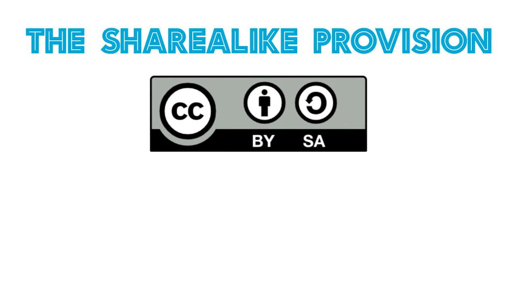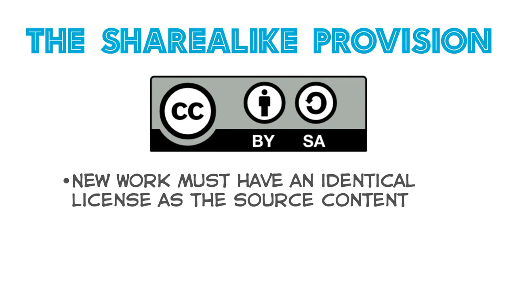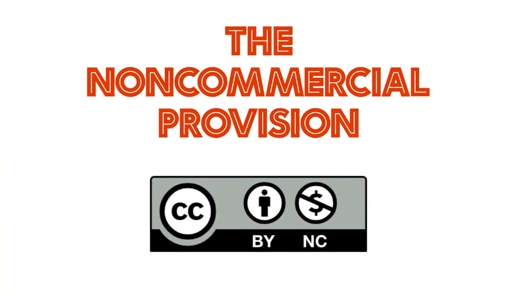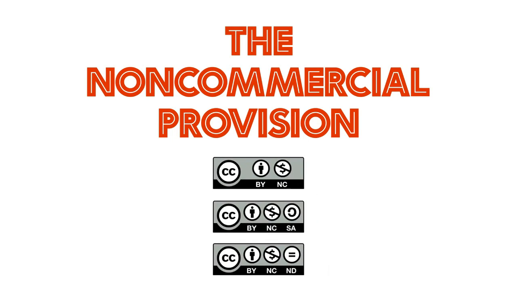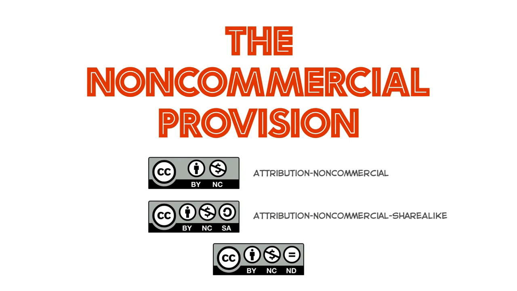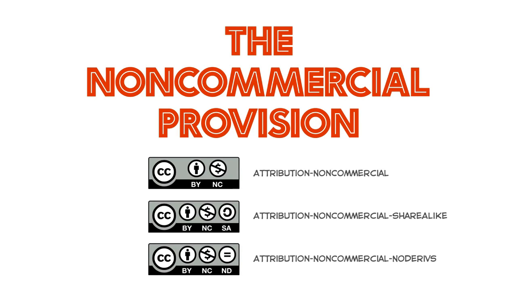With a Share Alike or SA provision, your new work must have an identical license as the source content. In other words, this license lets others remix, tweak, and build upon a work, as long as they credit the creator and license their derivatives under identical terms. Finally, the Non-Commercial or NC provision makes the license compatible with any of the three licenses with an NC component: BY NC itself, BY NC SA, or even BY NC ND.